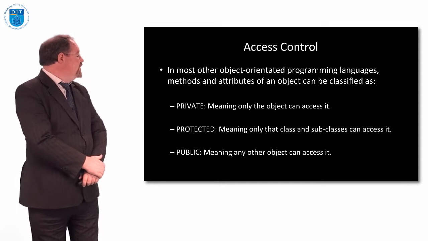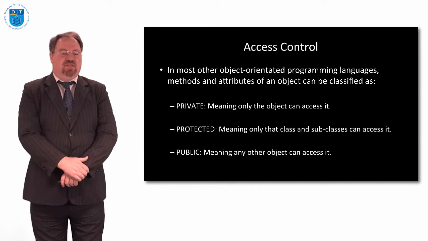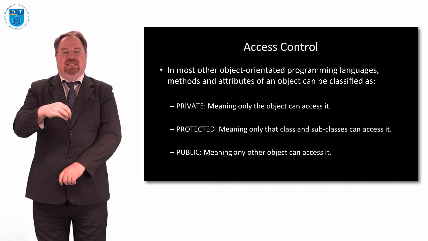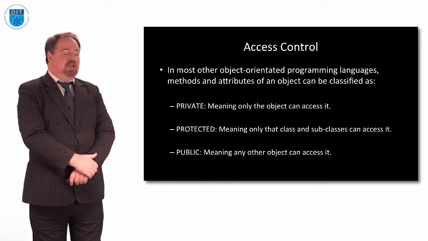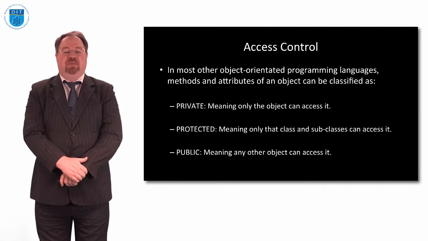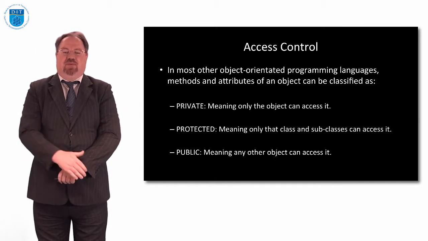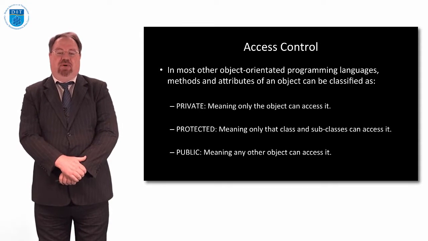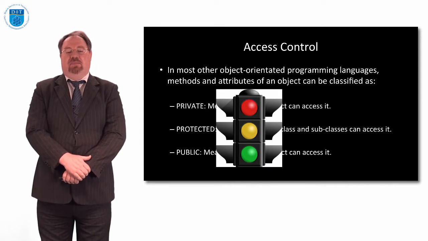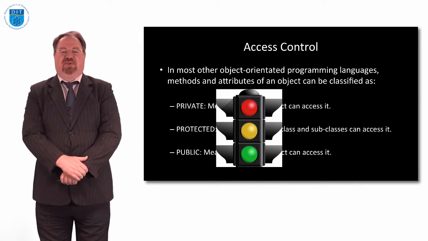So typically with object-oriented programming languages, there are three ways you can classify an object: private, protected, or public. Private means that only the object itself has access to the methods and attributes within it. Protected means that this class, but also subclasses underneath it, have access to the methods and attributes within, whereas public means any other object can access the methods and attributes within an object that's declared as being public. We think of that like a traffic light system. Red is private, amber is protected, and then green is public. Everybody gets to see it. So that's the typical object-oriented approach.